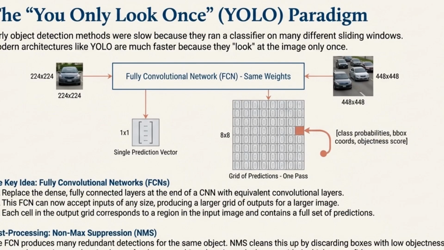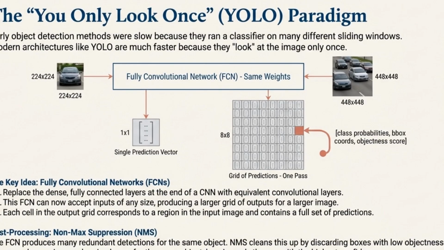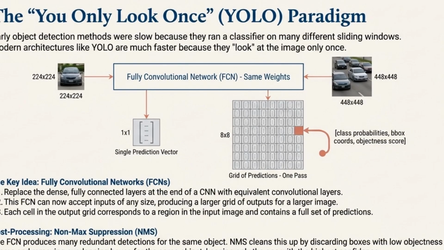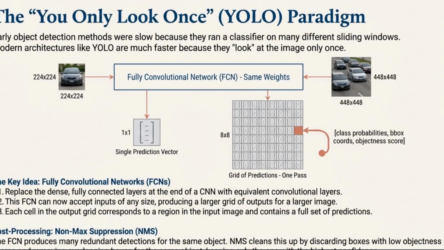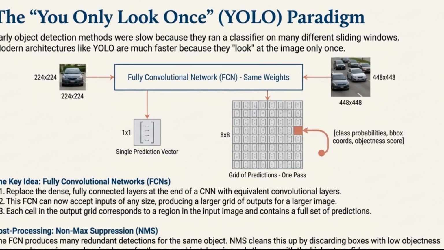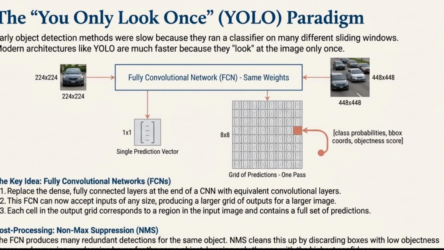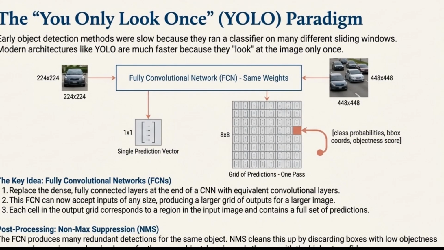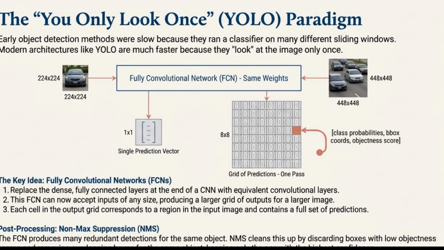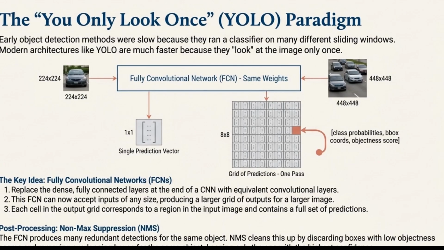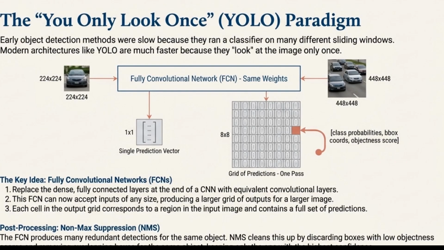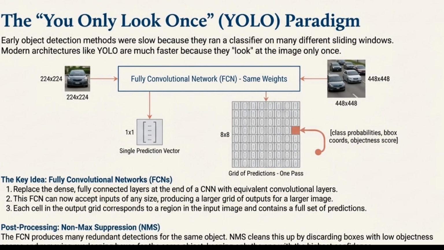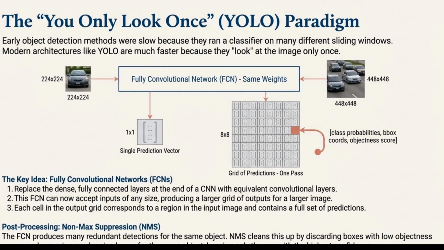The key enabling idea for YOLO is the fully convolutional network, or FCN. In FCNs, the dense, fully connected layers at the end of a traditional CNN are replaced with equivalent convolutional layers. This transformation achieves 3 critical advantages. First, the FCN can now accept inputs of any size, not just fixed dimensions like 224 x 224.